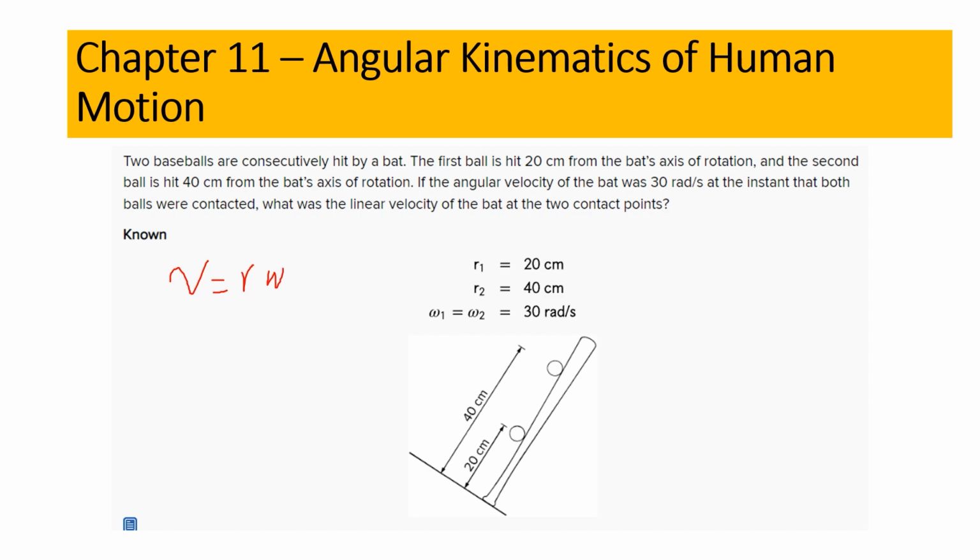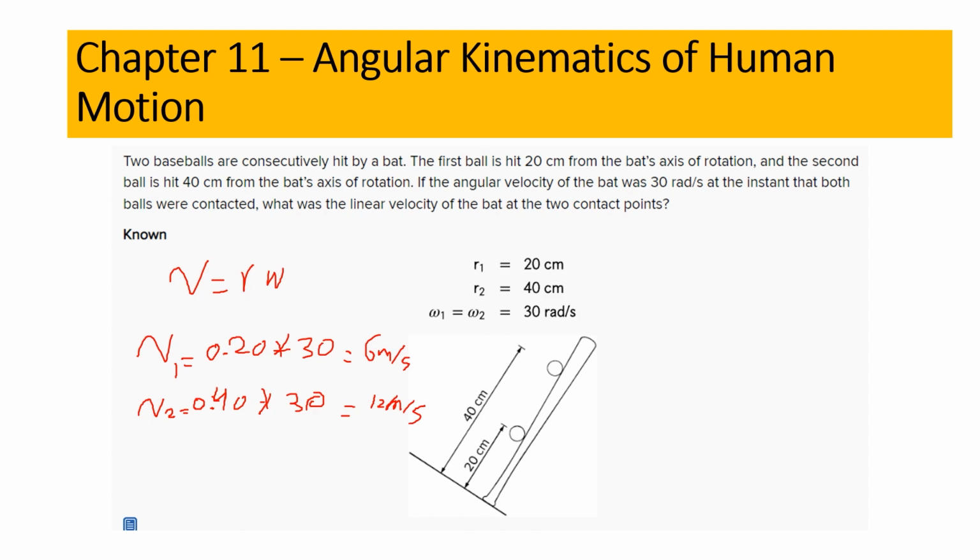Remember we said that the further you are away from the center of rotation, the faster the velocity is going to be. So that's going to be V1 equals 20 multiplied by 30, and V2 equals 40 multiplied by 30. It's all centimeters, right? Yeah, which is 0.2 and 0.4. That's correct. You're right. Make sense? So 20 centimeters is 0.2 meters multiplied by 30, and 0.4 multiplied by 30. We good with these? So that's 6 meters per second, and that's 12.